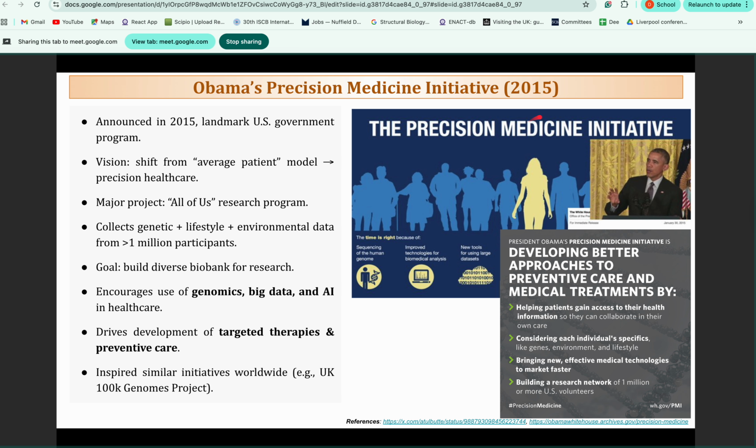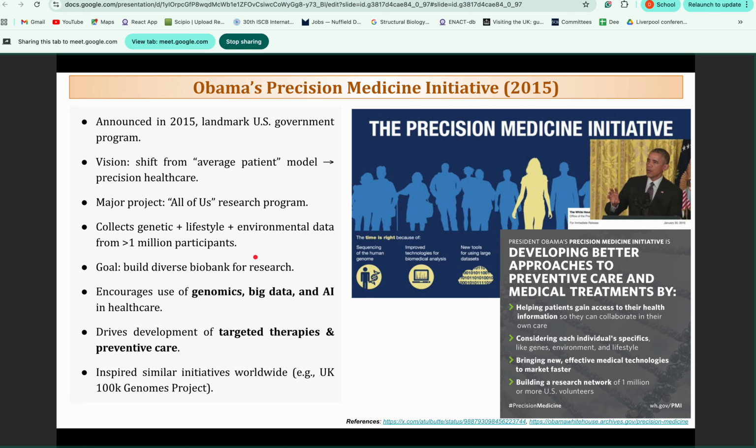Then in 2015, the president of the US, Obama, also took an initiative towards precision medicine. He announced in 2015 a landmark US government program, and his vision was to shift from the average patient model to precision healthcare. It was the major project of that time, the All of Us research program. It collects genetic plus lifestyle plus environmental data from more than 1 million participants.